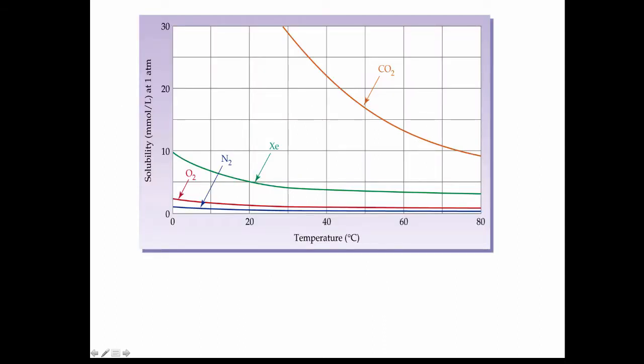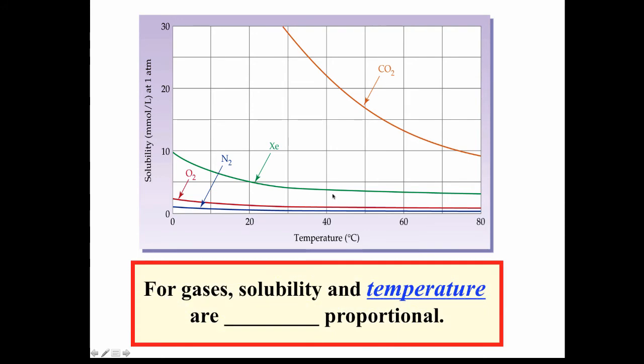Now, if we look at the relationship between gas solubility and temperature, it turns out that as we increase the temperature of a solution, gas becomes less soluble in it. And if we decrease the temperature of the solution, gas becomes more soluble in it. This is shown here for carbon dioxide and several other gases. And what this means, of course, is in general, for gases, temperature and solubility are inversely proportional to each other.